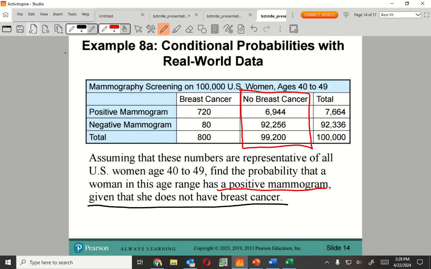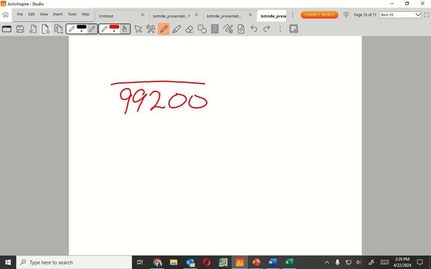So who has a positive mammogram? Right here at 6944. Does that make sense? That makes sense. Because I always start with my given and then I go and find my piece. So 6944. Divide that out. 7 over 100, right? Which gives me what percent? 7%.